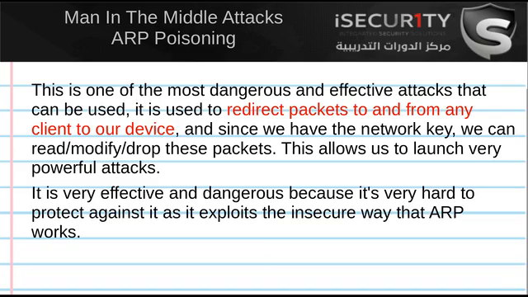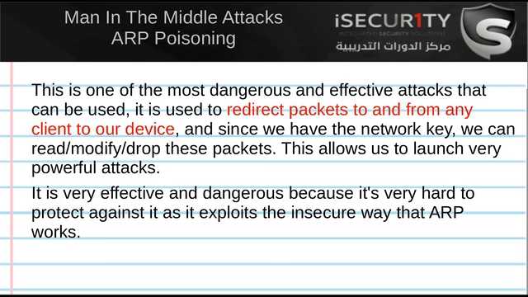Man-in-the-middle attacks. In the next few videos, we're going to talk about what's known as man-in-the-middle attacks. This is one of the most dangerous and effective attacks that you can carry out in a network. You can only do it once you connect to the network. It can be used to redirect the flow of packets from any client to our device.